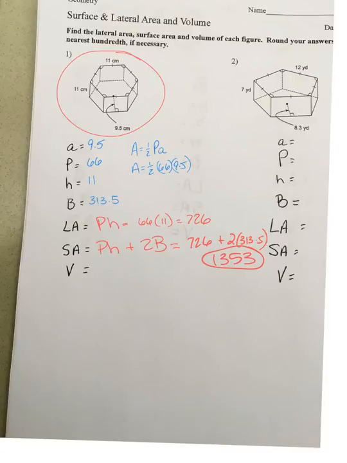What is the formula for volume? Volume of a prism. What's the formula for volume? So the formula is big B times H. We just go up to the top and put 313.5 times 11. And what is that answer? 3,448.5. And we've got all our answers.